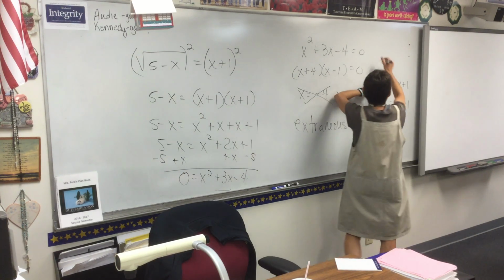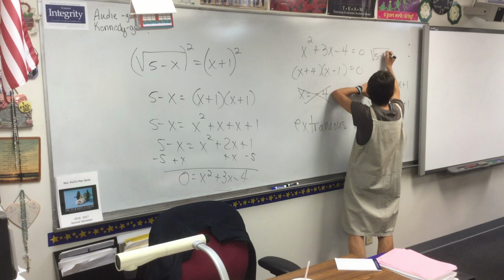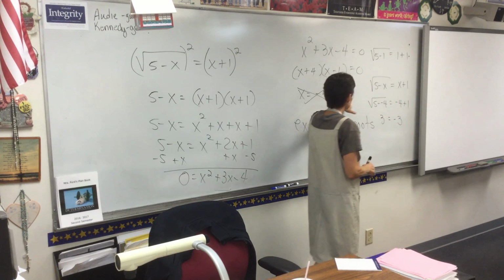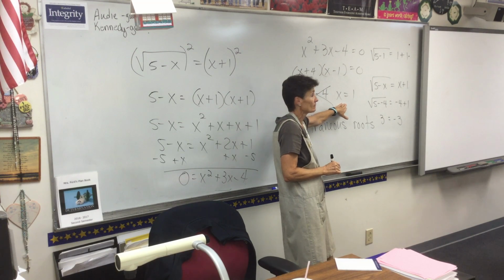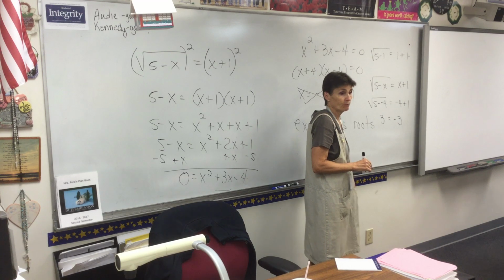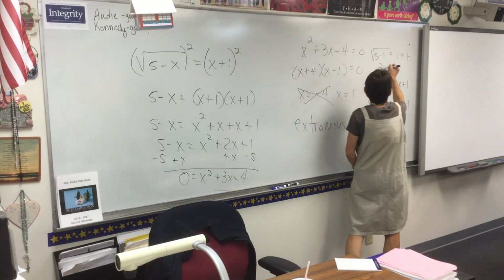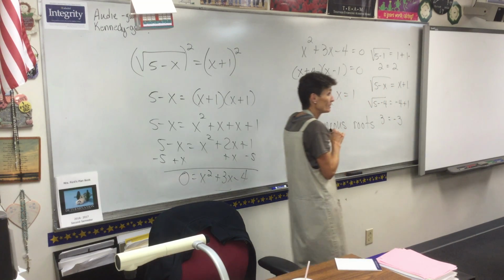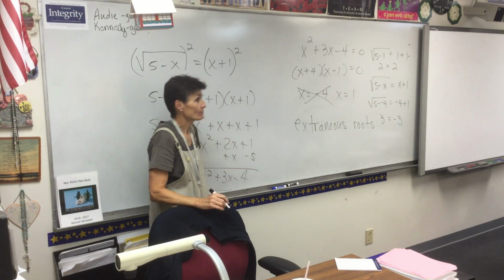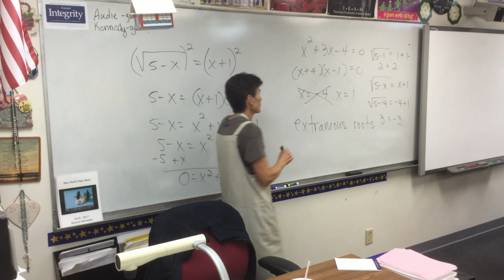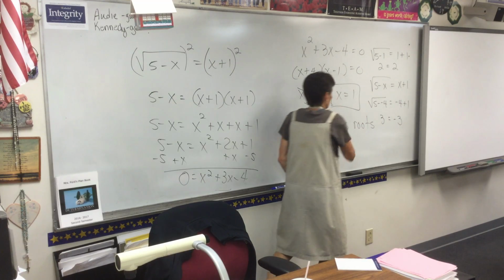Let's try 1. So I'm going to put in 1. So 5 minus 1, 1 plus 1. I put in 1 for the x's. I'm checking this answer. What's 5 minus 1? Square root of 4 is 2. What's 1 plus 1? Oh, that one worked out okay? Yep. So the only answer to this problem is right here.